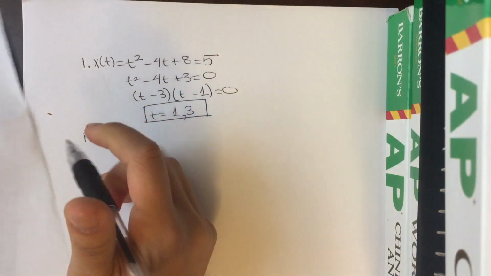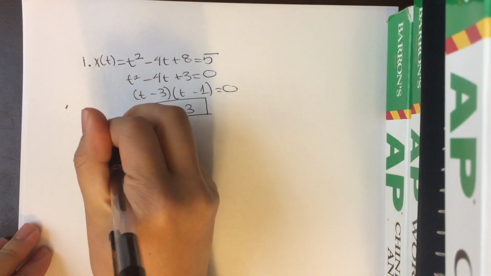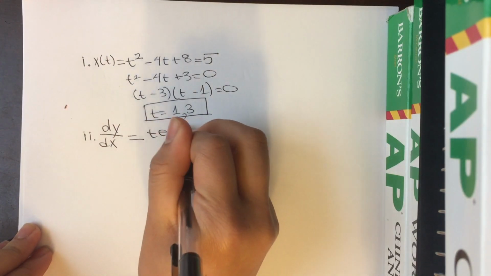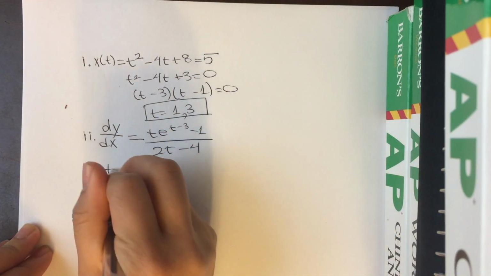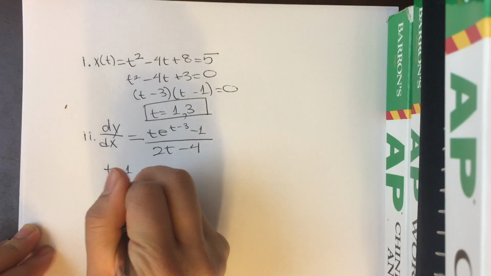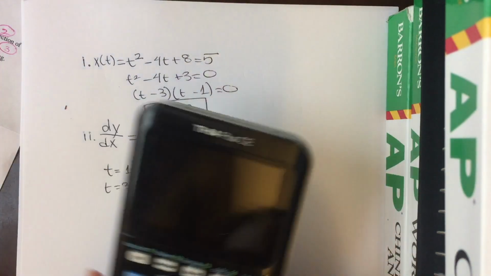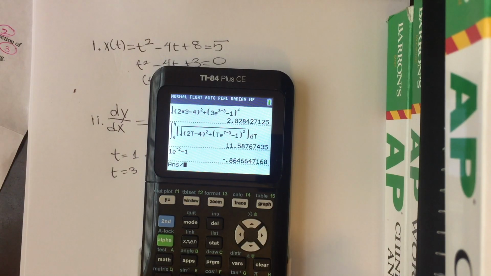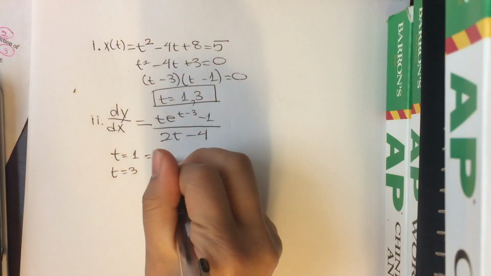Part 2 is asking us to find the slopes of the lines tangent to the particle's path at the point. So now we have to consider dy over dx, and that's just t times e to the power of t minus 3, minus 1, over 2t minus 4. And we're substituting t with 1 and t with 3 from part 1. Just use your calculator, and we have 1 times e to the power of 1 minus 3, negative 2, minus 1, divided by 2 minus 4 is negative 2. So the slope is 0.432 at t equals 1.